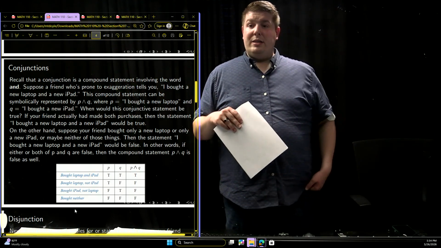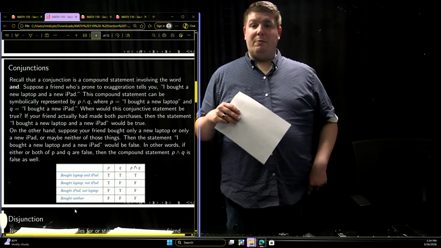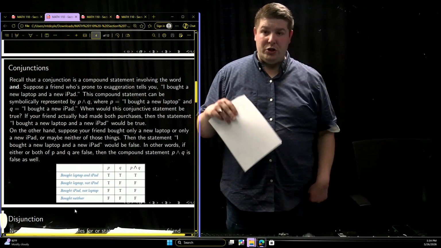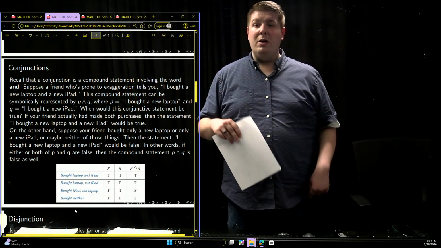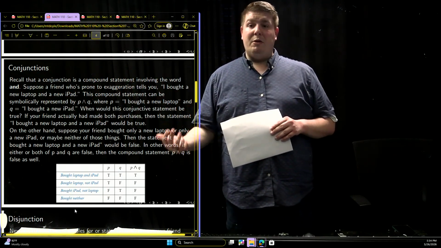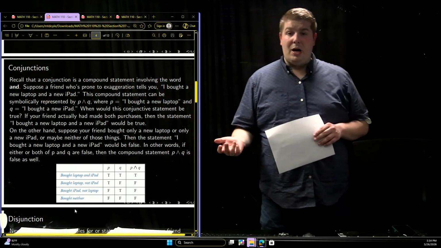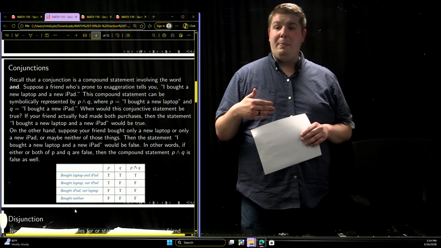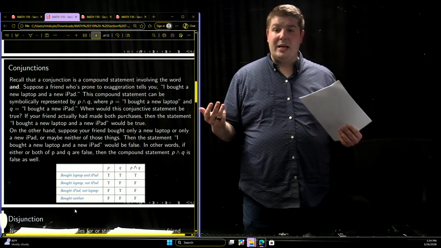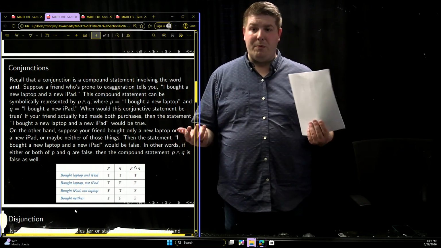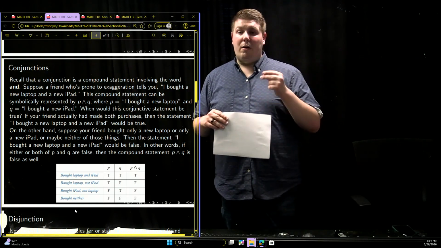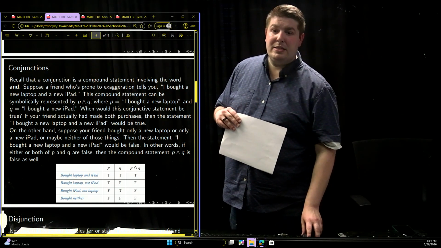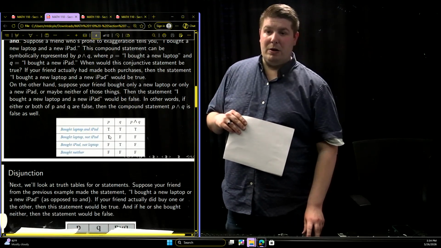When would this conjunctive statement be true? If your friend had made both purchases. Then the statement, I bought a new laptop and a new iPad, would be true. On the other hand, if your friend only bought a new laptop or a new iPad, or maybe neither of those things, then the statement would be false. In other words, if either P or Q is false, then the statement P and Q is false as well. So here's the truth table for that.